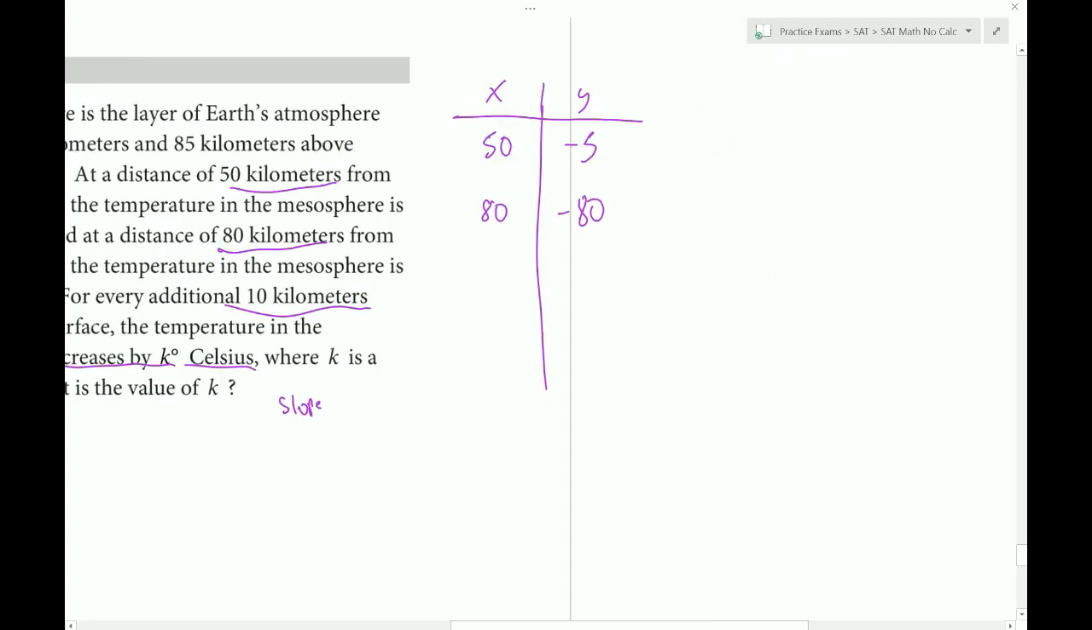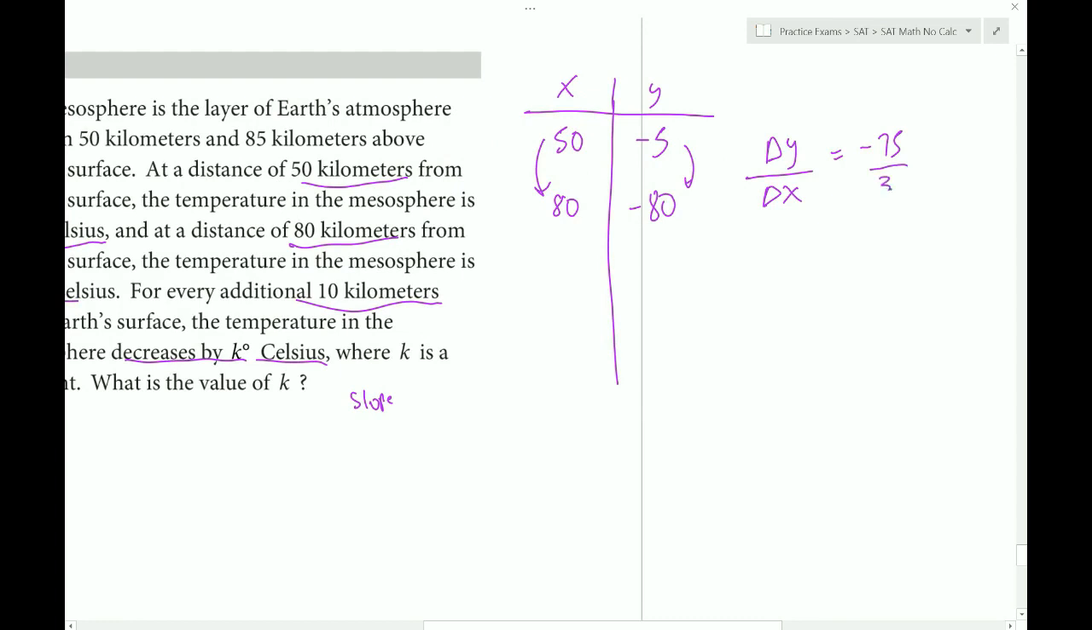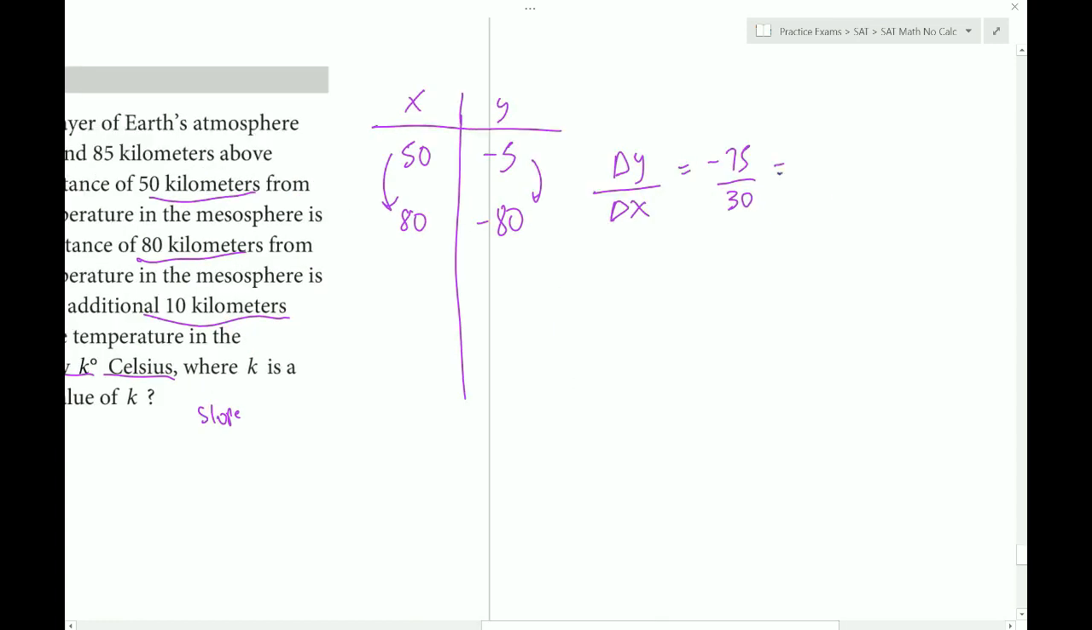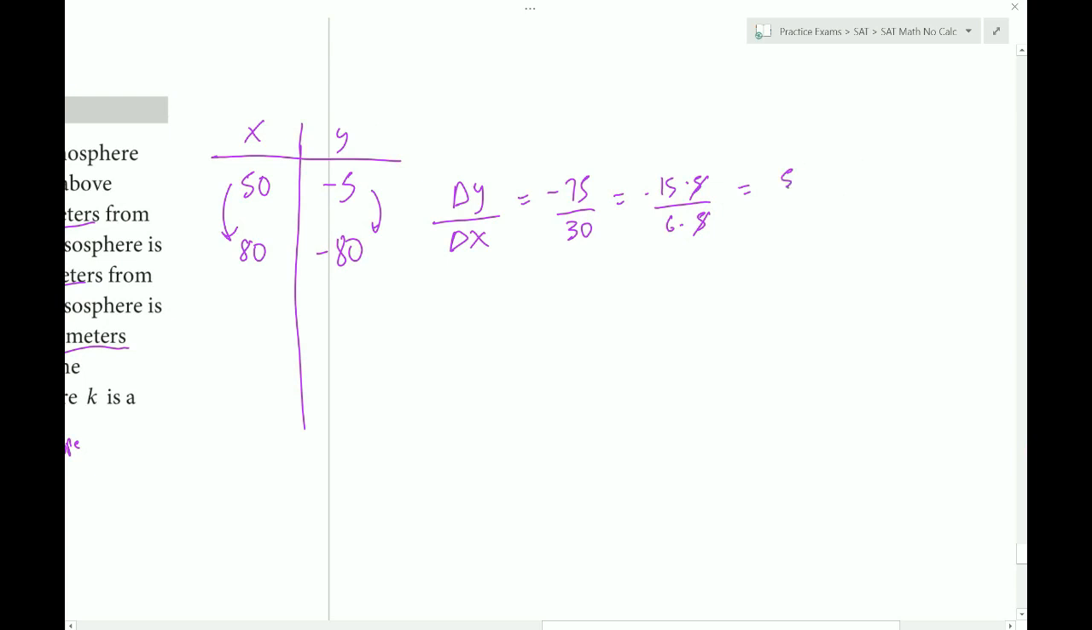So the first step I would do is find the slope of my situation here. Change in y over change in x. So the change in y is it goes down 75 from here to here, and then this value goes up by 30. So this goes positive 30. And we could of course reduce this by a factor of 5. So let's see, is this 15 times 5? I believe so. And this is 6 times 5. These 5's cancel. And I can go a little further. I could do 5 times 3 and 2 times 3. And the 3's cancel. So I get negative 5 halves for my slope.